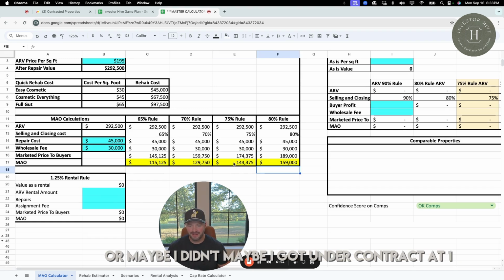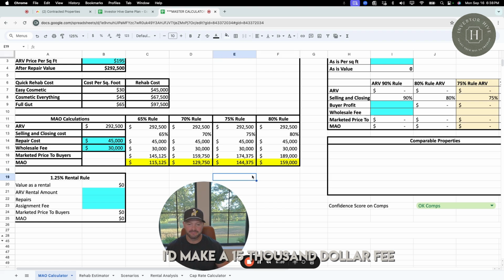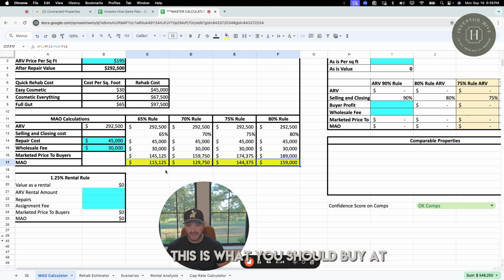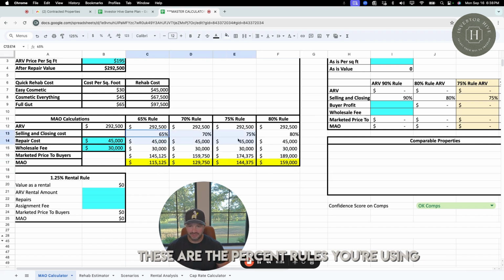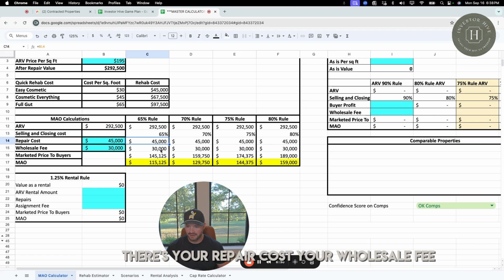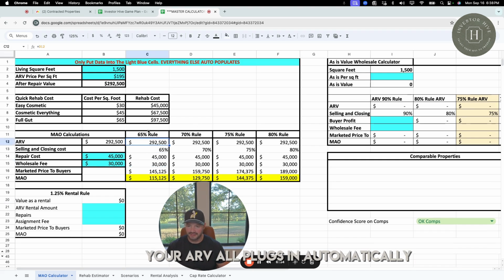Or maybe I didn't. Maybe I got under contract at 160, but I'd still be able to sell it for 175. I'd make a $15,000 fee. So that's how those rules work. This is what you should buy at. This is what you should be able to sell it at. These are the percent rules you're using. There's your repair cost, your wholesale fee, your ARV, all plugs in automatically by you just hitting those 4 cells.